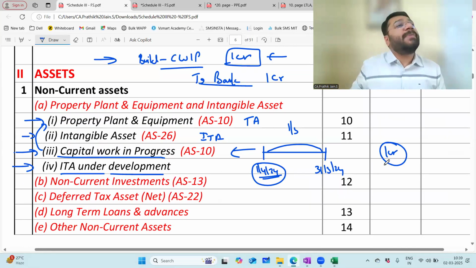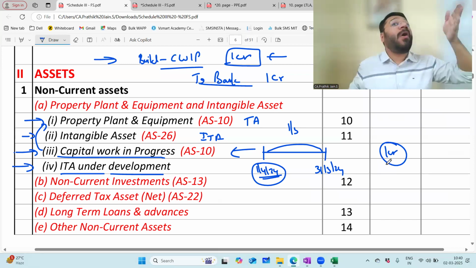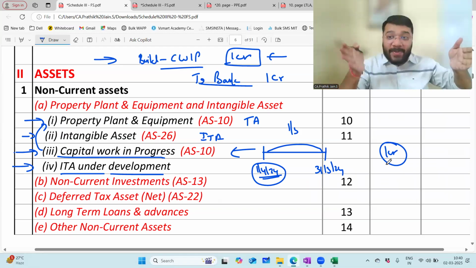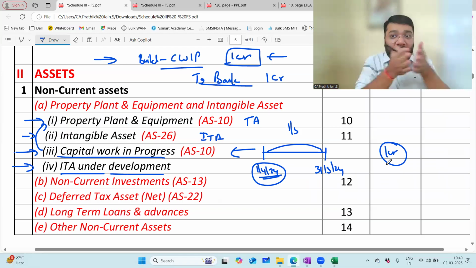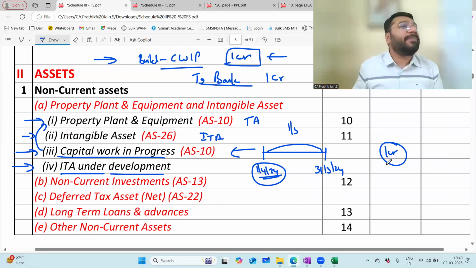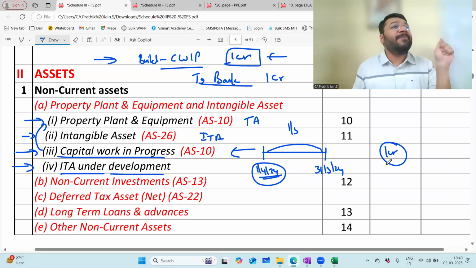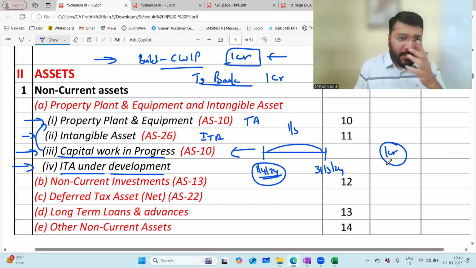Sir, on this 1 crore rupees, will we do any depreciation? The answer is no. All the expenses incurred right from the buying or building of the asset, till the asset is put into use, in between, all the expenditure has to be capitalized. And once you start using it, only from that day onwards, you have to start calculating depreciation. Who says this? Accounting standard. Where did we study this? In CA Foundation.